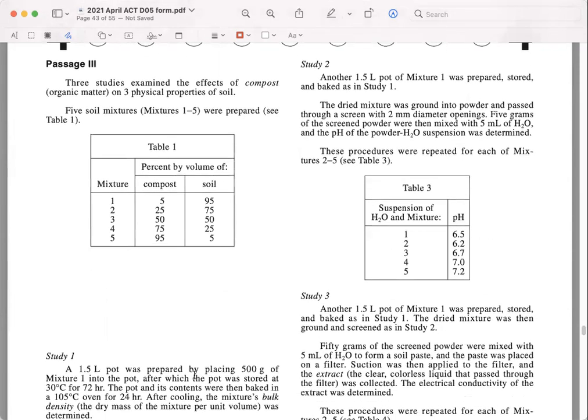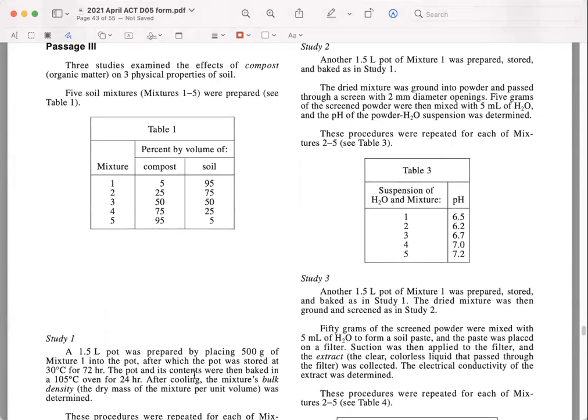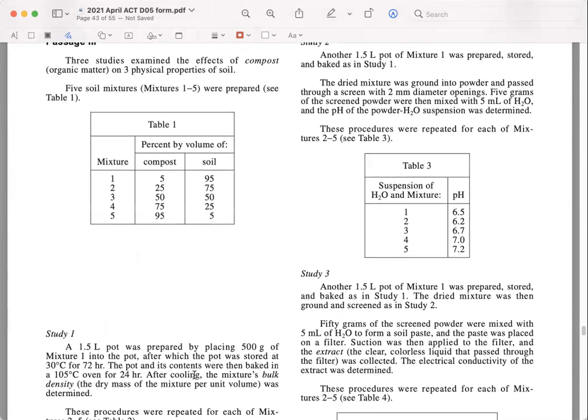Another 1.5 liter pot of mixture 1 was prepared, stored and baked as in study 1. The dried mixture was ground into powder and passed through a screen with 2 millimeter diameter openings. 5 grams of the screened powder were then mixed with 5 milliliters of water, and the pH of the powder H2O suspension was determined. These procedures were repeated.